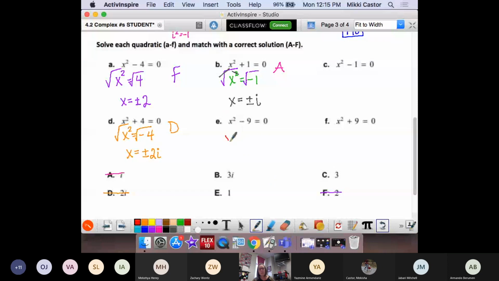Okay, concept's the same for E, so x squared would equal 9. We would take the square root on both sides. x would equal plus and minus 3. The positive 3 is the only one they included down there. Over here, x squared, we would add the 1 over, so x squared would equal 1. Square root on both sides, x equals plus and minus 1, which would be E.